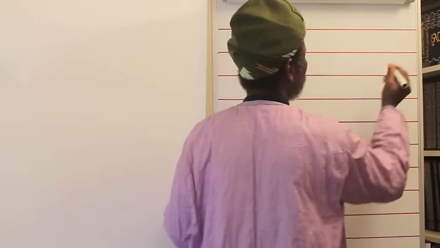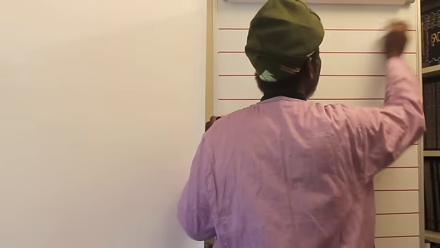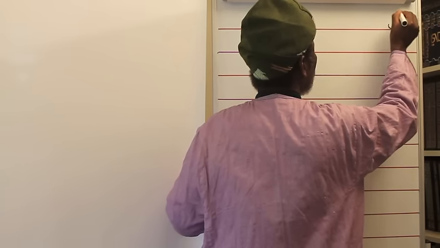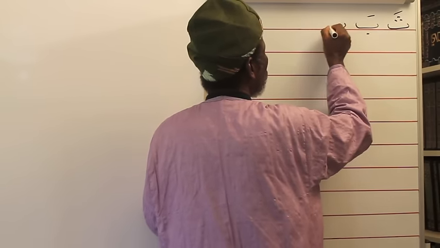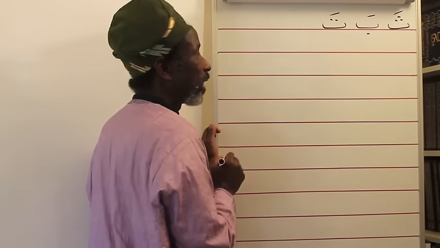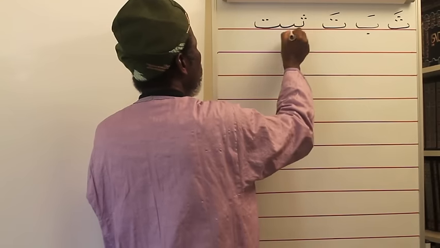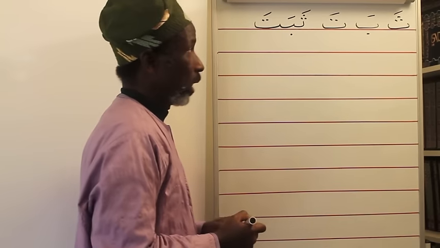Now continue on page 29. We're going to do letter tha, the beginning, the middle, the end. So thabata: tha. Let's formulate that properly. Tha, ba, ta. Thabata. Join: tha, ba, ta. Thabata.